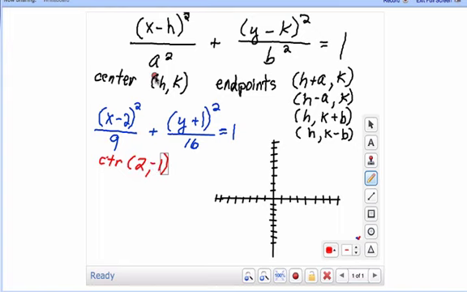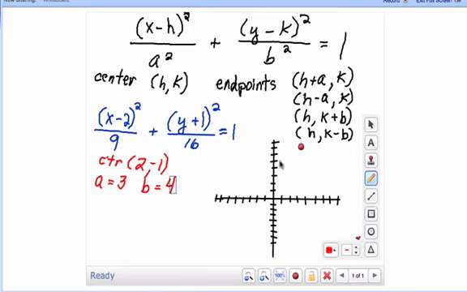The next thing you want to do is figure out what a is. Well, this value is a squared. So if a squared is 9, then a is the square root of that, which is 3. And if b squared is 16, then b is 4. So this value that's underneath the x squared term, that goes in the x direction basically. So you'll see what I mean here. I'm going to come over here. That's what these endpoints kind of represent.